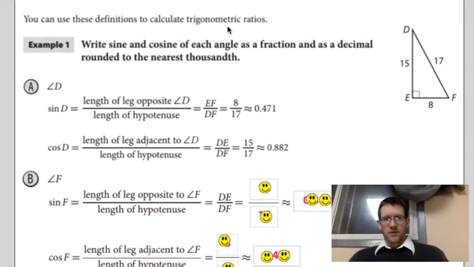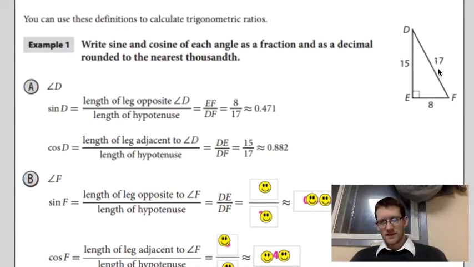So we'll do a few examples here. This one just says, write the sine and cosine for each angle as a fraction or as a decimal. We're going to do the nearest thousandth. So the first one here says angle D. Angle D is up top of our right triangle. We need to figure out the sine of angle D and the cosine of angle D. So the sine of angle D is equal to the opposite over hypotenuse. So in this case, 8 over 17. And when you write 8 over 17, then you'll just have to punch that into a calculator to figure out a decimal if it's asking for a decimal. So 8 over 17 is this thing. The cosine of angle D, therefore, is adjacent over hypotenuse, or 15 over 17, which again, you just punch in a calculator and get a value.